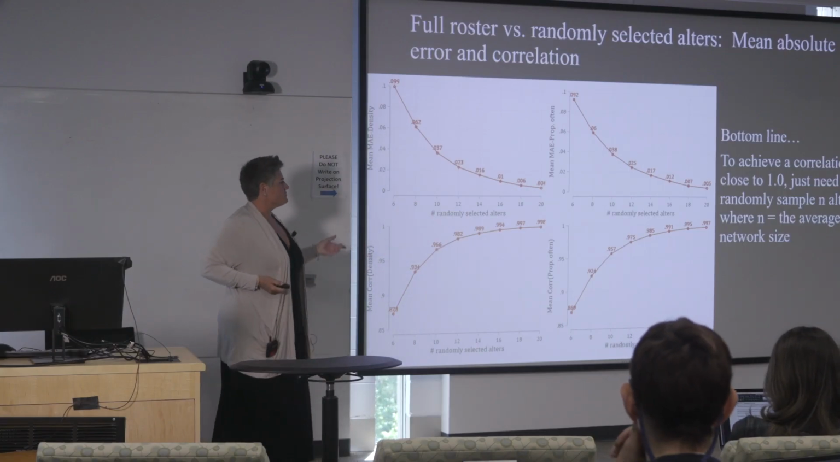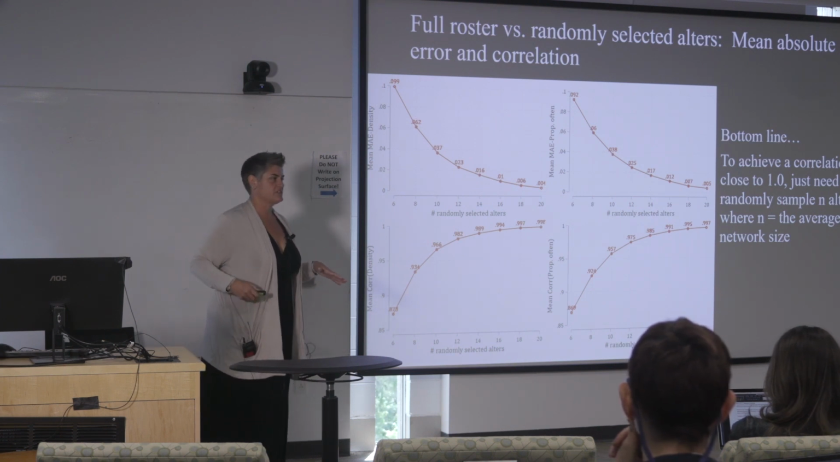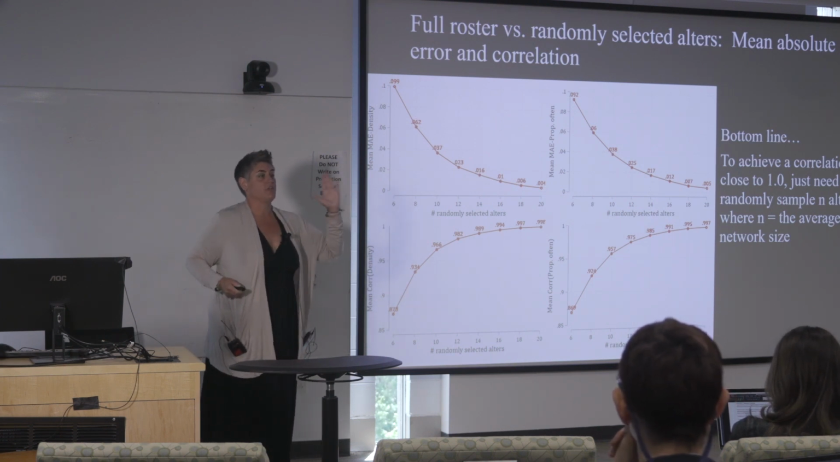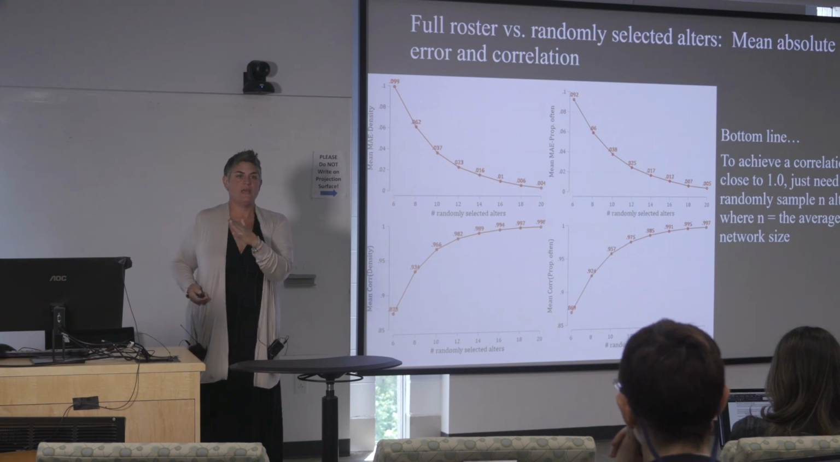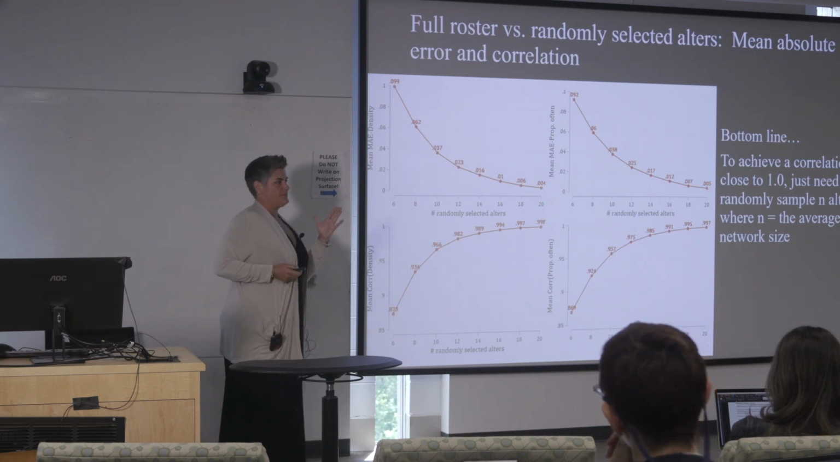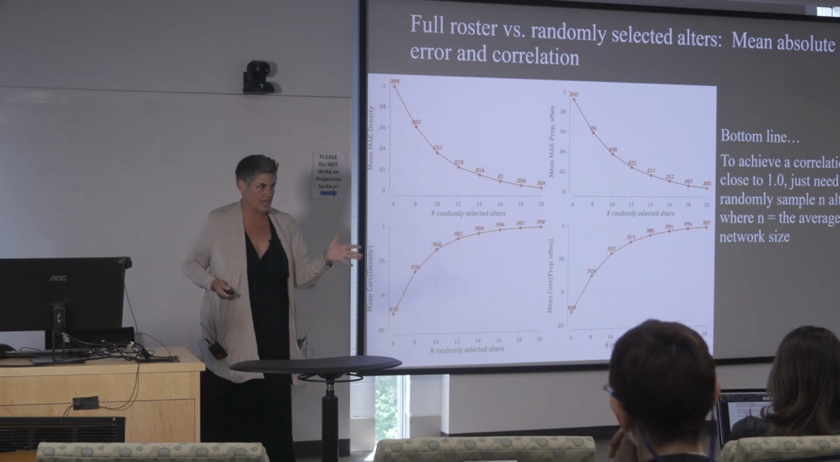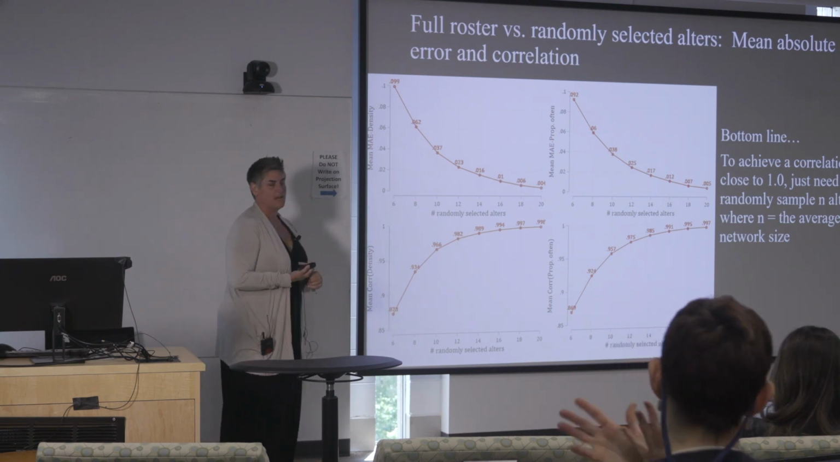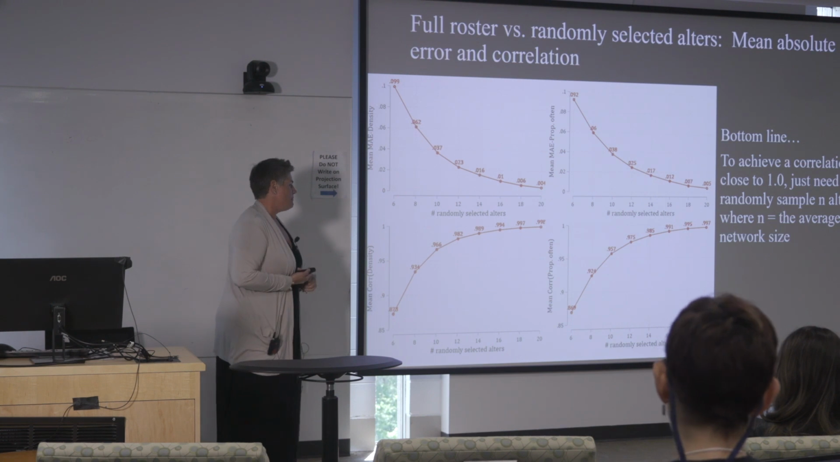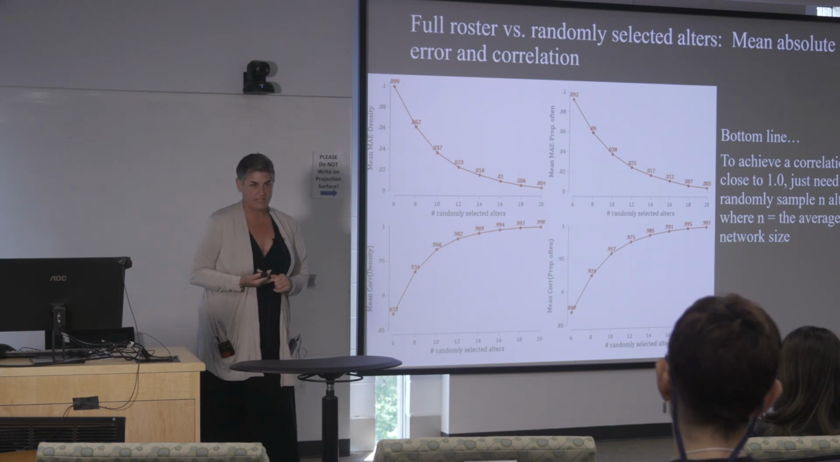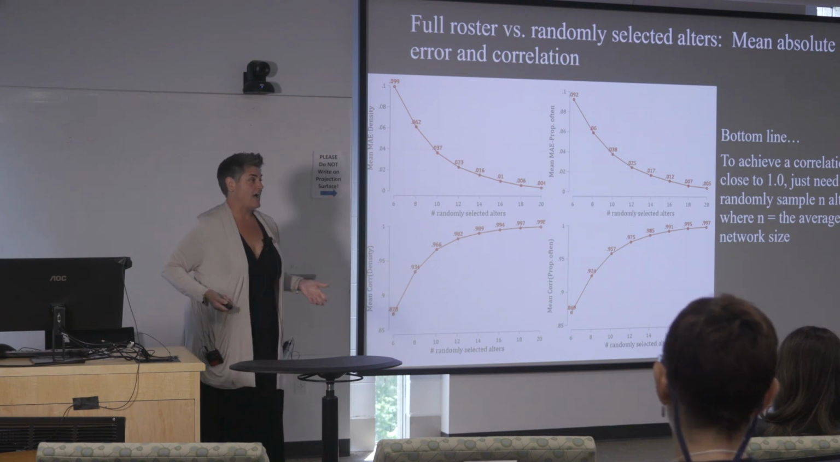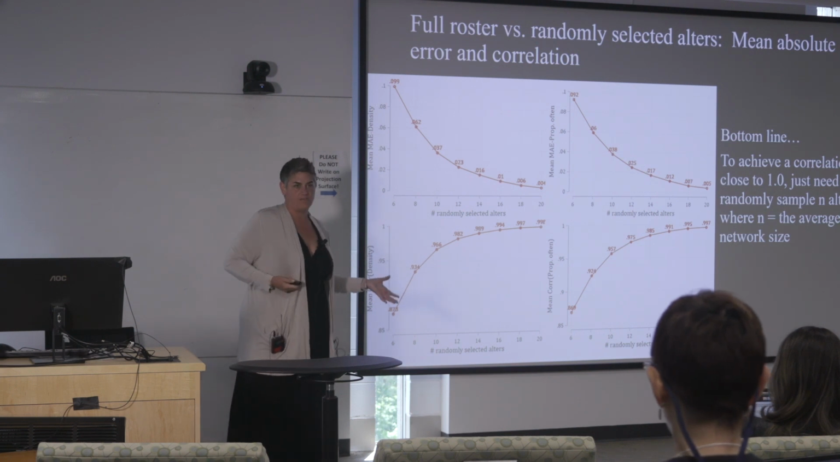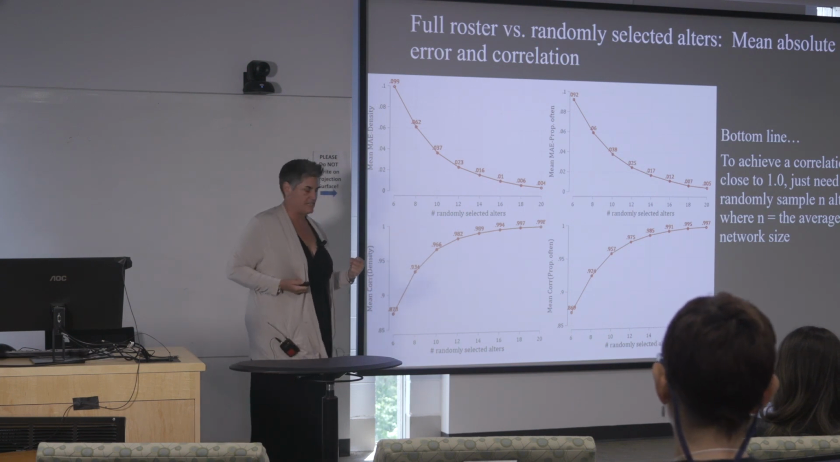But in the simulation study, which I can show you if anyone cares, he also did this a bunch of times looking at different sizes of networks. So, if the average network size is 5 versus 10 versus 20 versus 200, right? Both the size of the network that you have on average and the number of alters that you randomly select from it really drives how good the data that you're getting from this random selection of alters is.